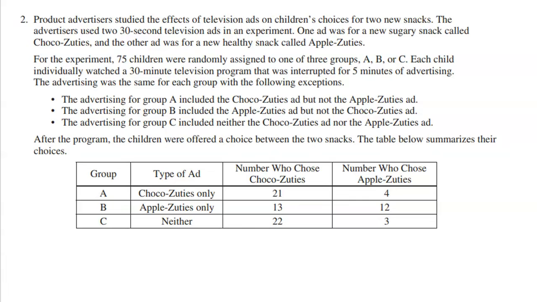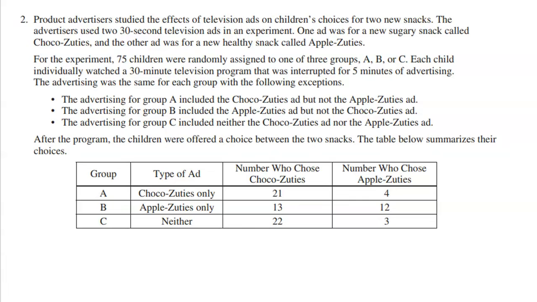Each child individually watched a 30-minute television program that was interrupted for 5 minutes of advertising. The advertising was the same for each group with the following exceptions. The advertising for Group A included the Cocoa Zooties ad, but not the Apple Zooties ad. The advertising for Group B included the Apple Zooties ad, but not the Cocoa Zooties ad. And the advertising for Group C included neither the Cocoa Zooties ad, nor the Apple Zooties ad.